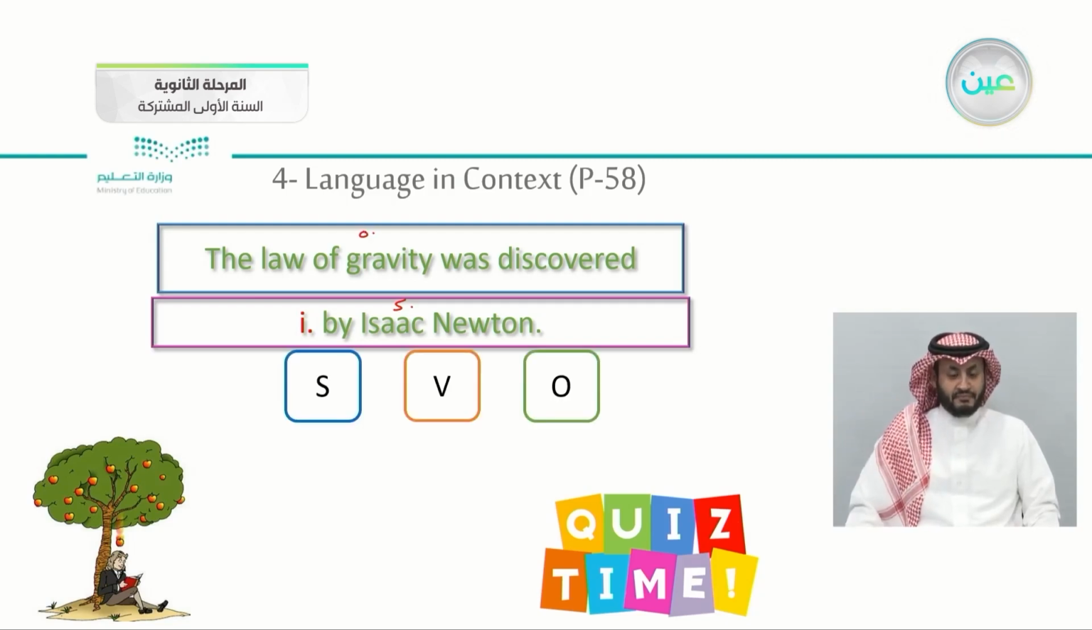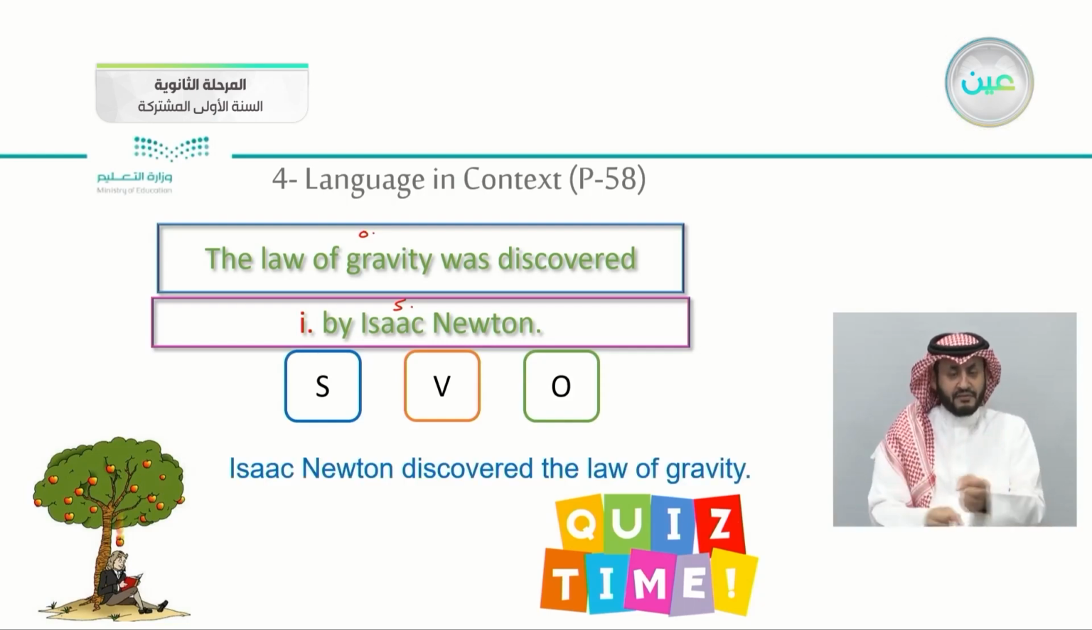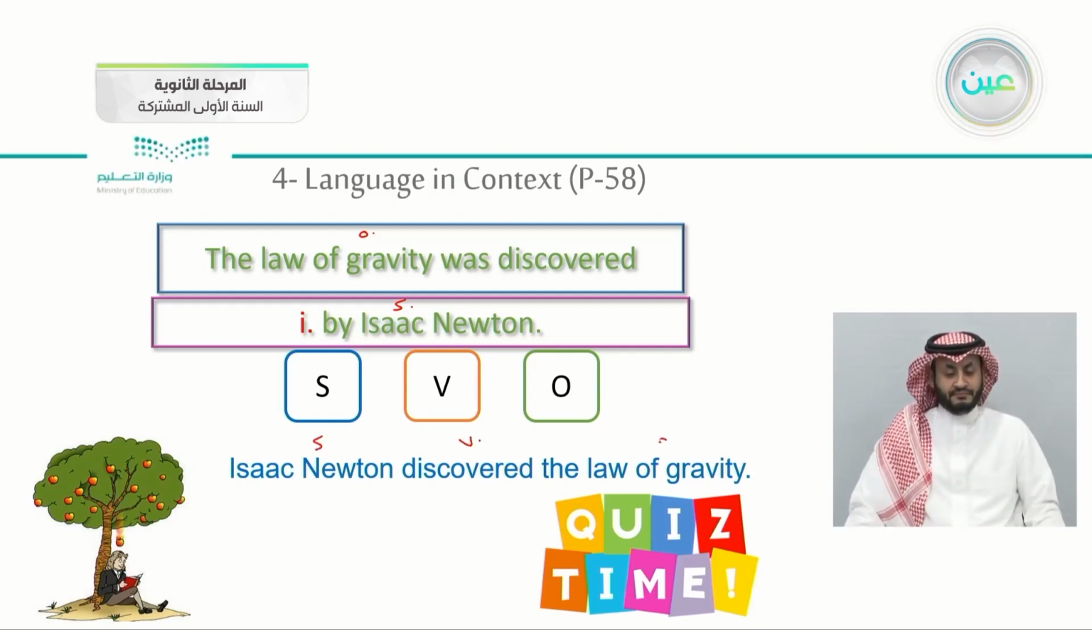Let's put it in an active voice: subject, verb, and object. So we will say Isaac Newton discovered the law of gravity. Here's the subject, what he did, and the object, the law of gravity. That's why we have used "was" in here.